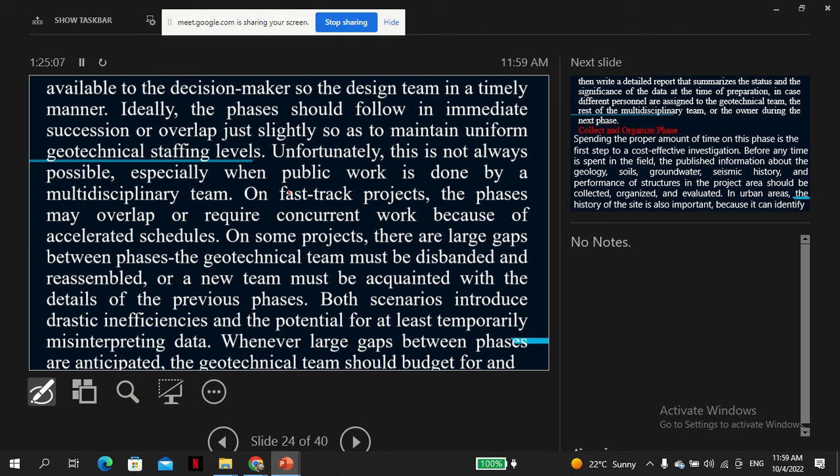Unfortunately, this is not always possible when the public work is done by a multidisciplinary team on fast-track projects, because most of the projects are by the government or by private entities. They want results fast, so the phases may overlap or require concurrent work, in which case you need to beef up the human resource. The problem again is that the specialties of this human resource may be very limited.